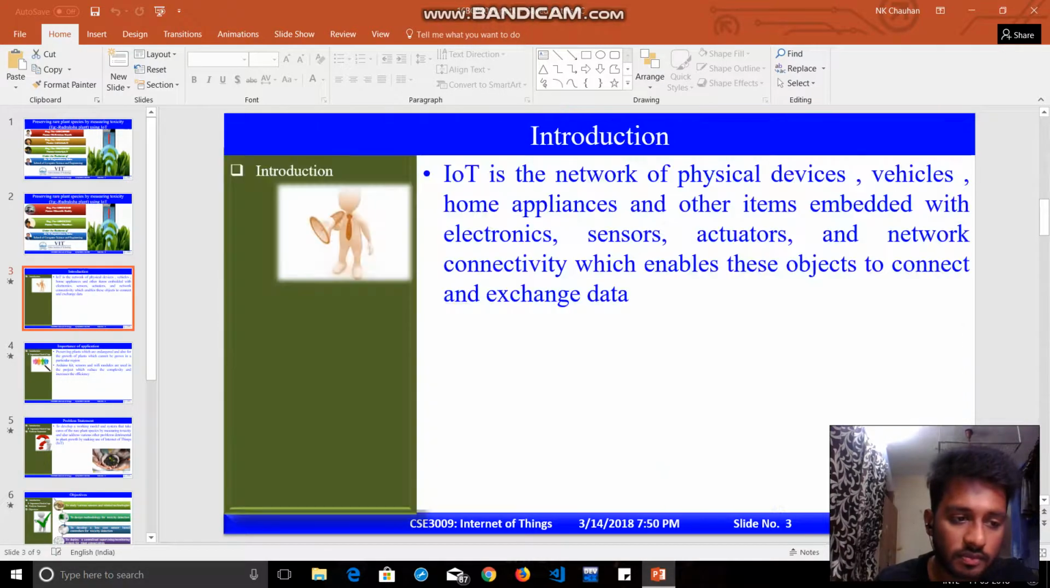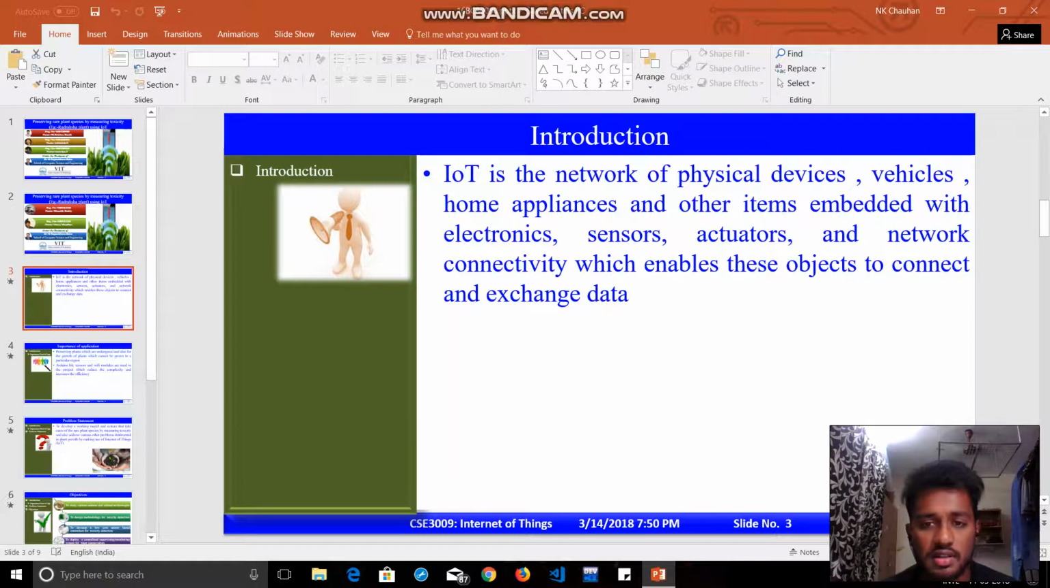Before discussing the project and its application, let me give a brief introduction about what IoT is all about. IoT is the network of physical devices, vehicles, home appliances, and other items embedded with electronics, sensors, actuators, and network connectivity, which enables these objects to connect and exchange data. This is very self-explanatory about what IoT does.